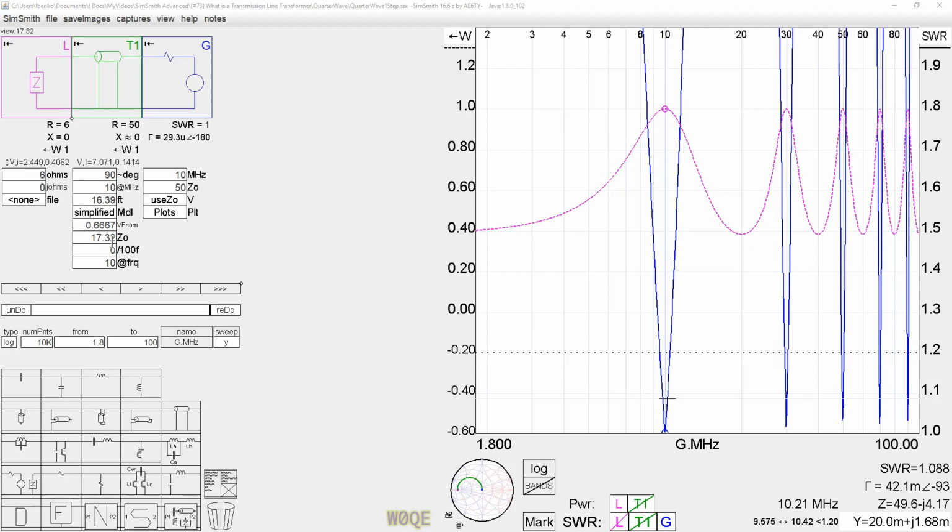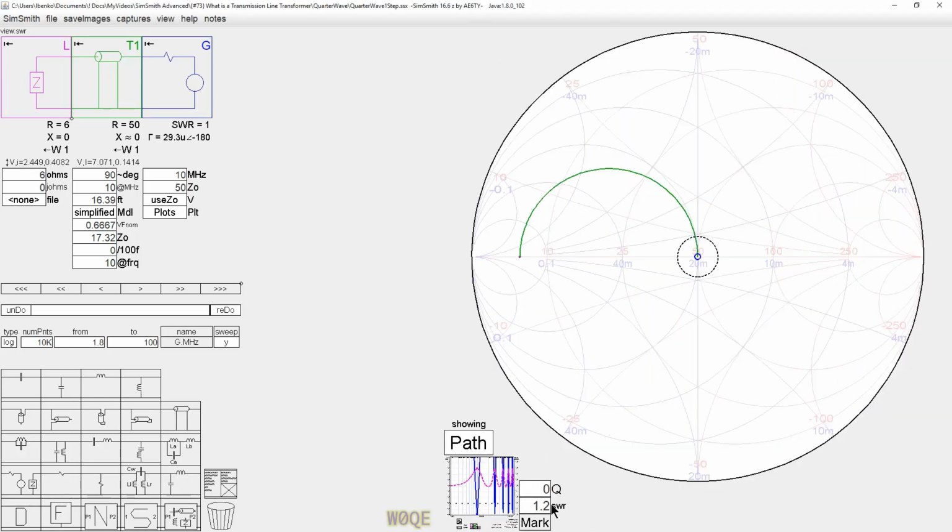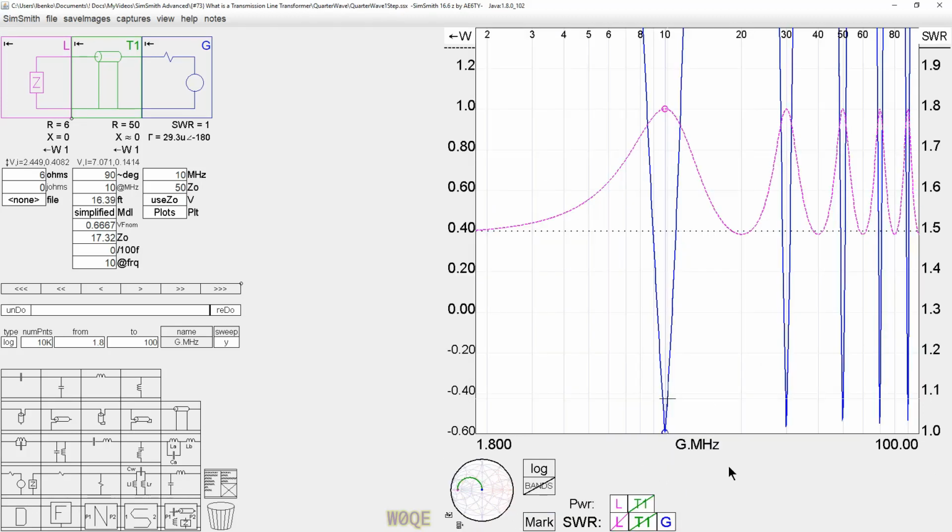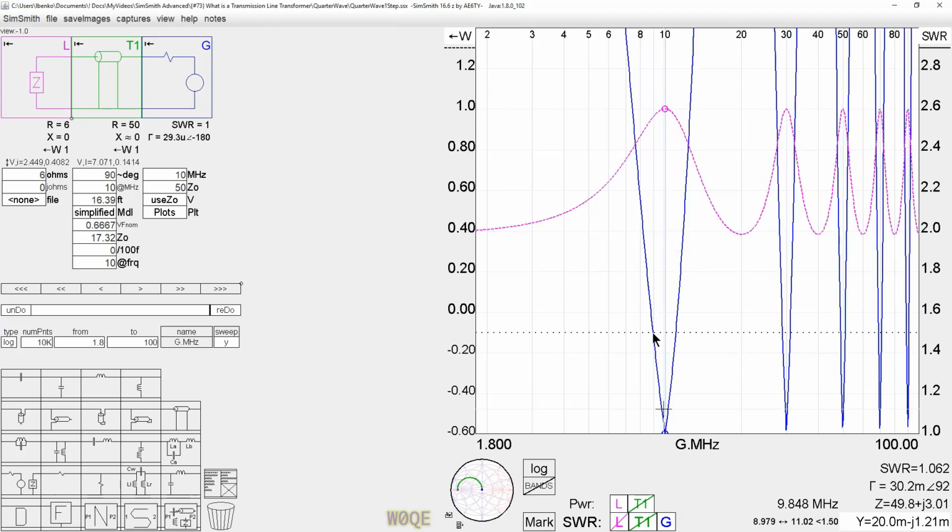If we put a 17.32 ohm piece of transmission line in here that's 90 degrees long, we see that we get a good match at the desired frequency, and the match range is fairly narrow. It's less than a megahertz wide, as is indicated. Let's set this through 1.5 to 1 for the match range. And we see up here the match range is between, say, 9 and 11 megahertz. And just remember that, 9 to 11 megahertz. So it's about a 2 megahertz range.